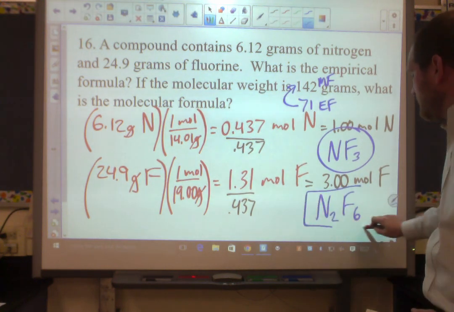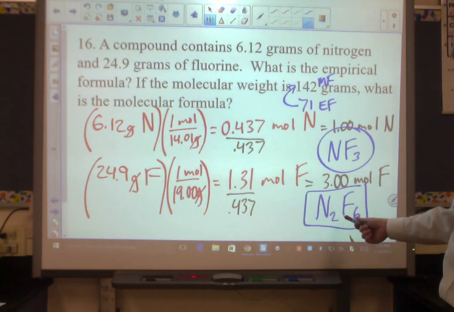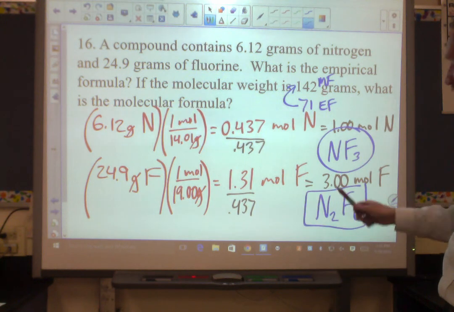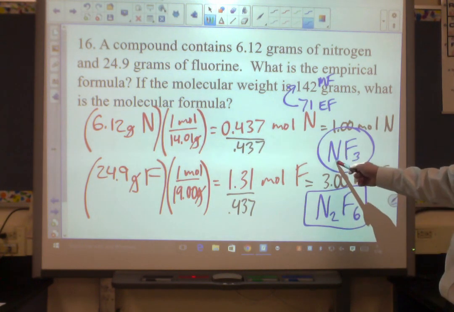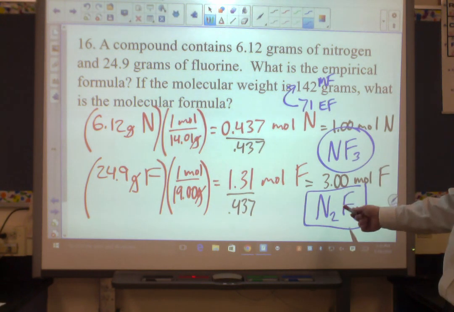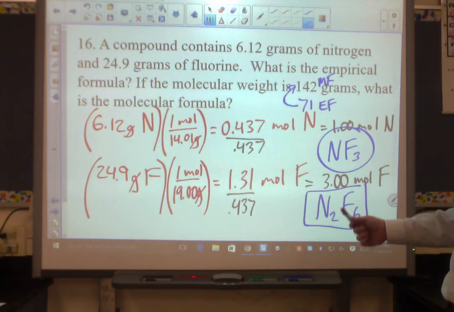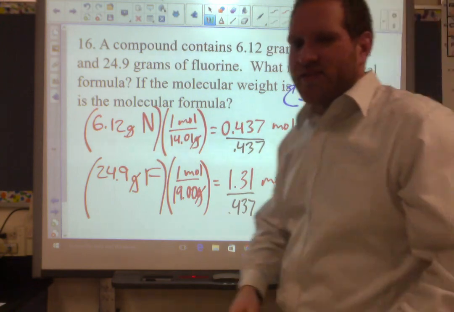N2F6. Now remember, if this were ionic, this wouldn't be correct. You would always simplify it, but it's not. Non-metal, non-metal, that's going to be your formula. So the empirical formula is nitrogen trifluoride. The molecular formula is dinitrogen hexafluoride. All right, that's it. Good luck.